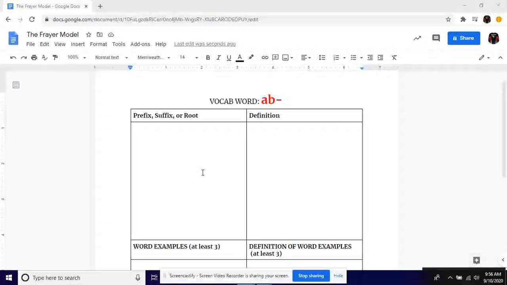So, as promised, this is what your homework will look like. This is called the Frayer Model, and the Frayer Model is used to help you build words and analyze what the words are based on taking them apart and what each part of the word means. As what we've done yesterday, looking at prefixes, suffixes, and root words, this is what you will be doing on a daily basis after school.